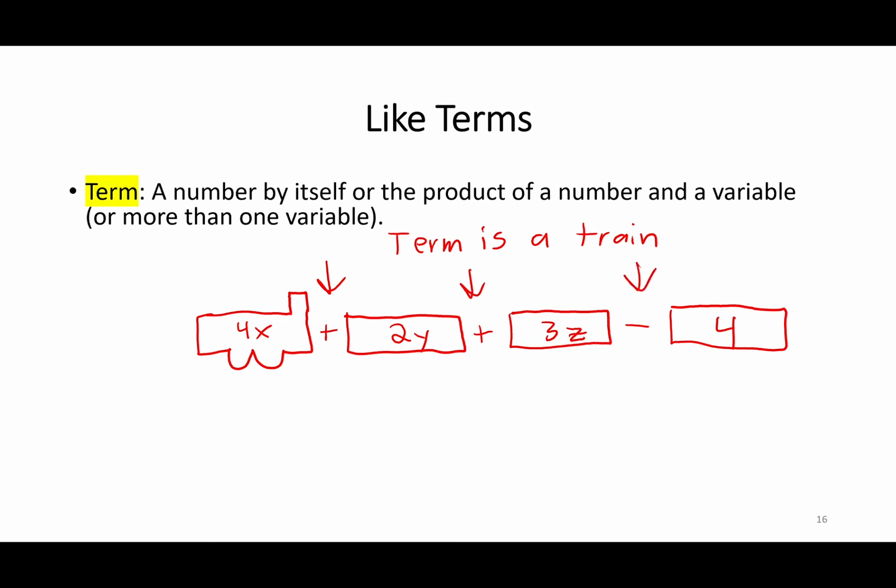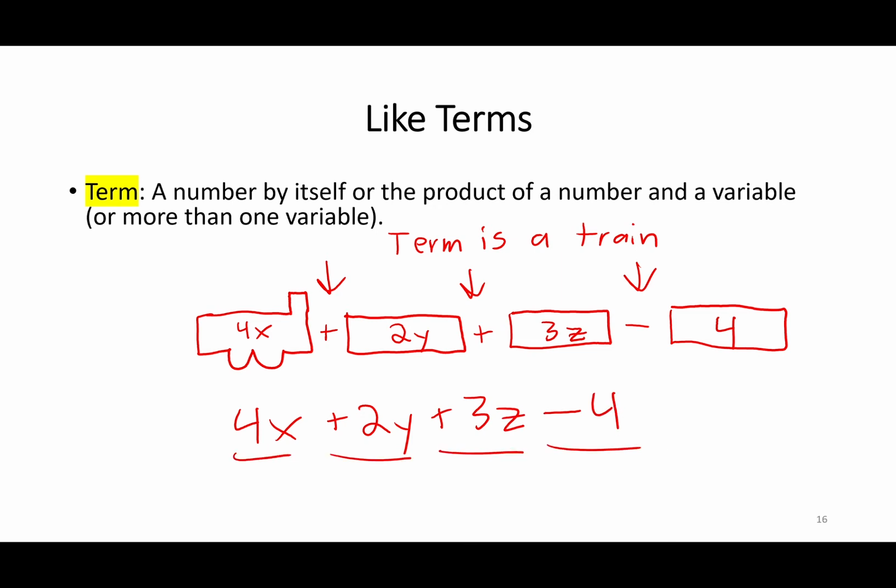Yeah? So, if I explain it another way, 4x, since it's the lead term, it doesn't need a plus in front of it because it's what's driving the train. It's the first term. You have your 4x plus 2y plus 3z and minus 4. Each one of these is its own term. Yes, I'm including the sign as part of the whole term. I did it separate up here to make the explanation for you, but plus 2y is a term. Plus 3z is a term. Minus 4 is a term. 4x is a term. That's it.